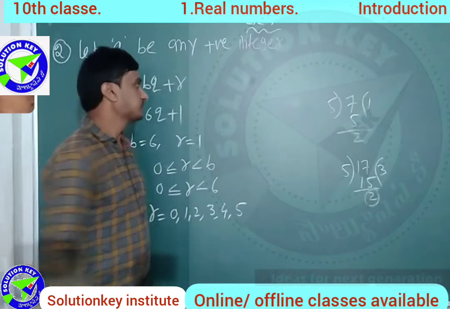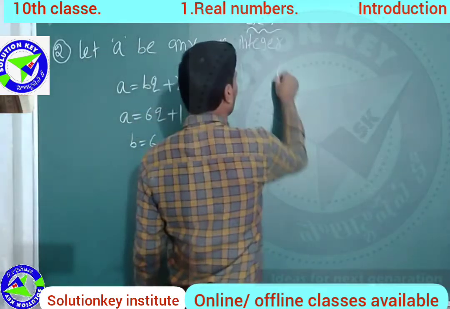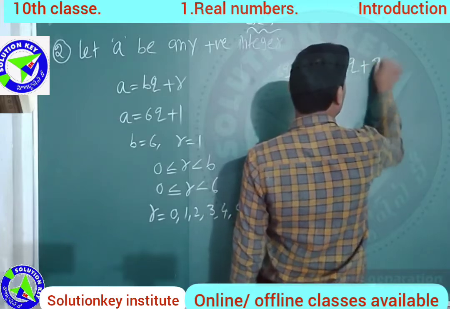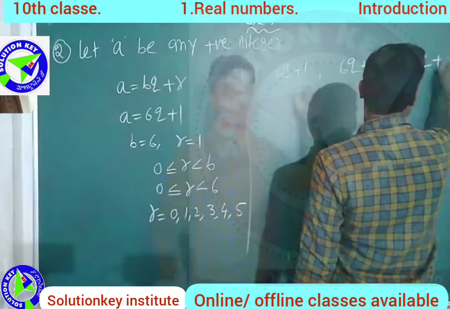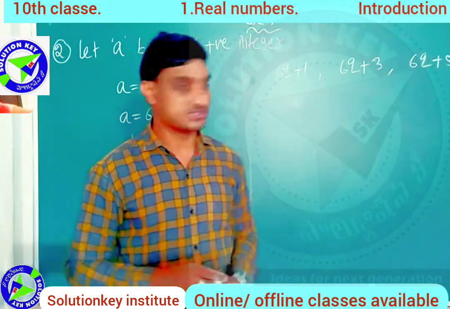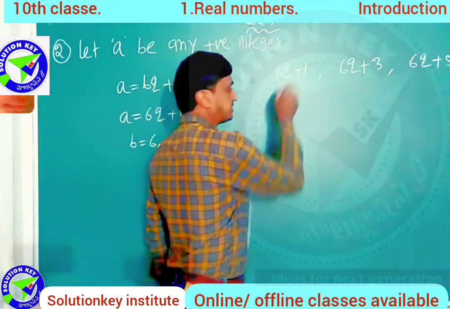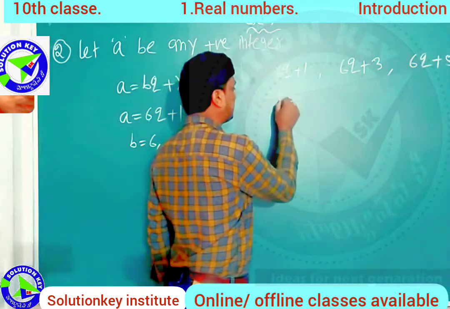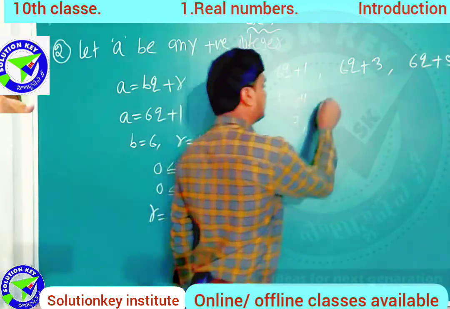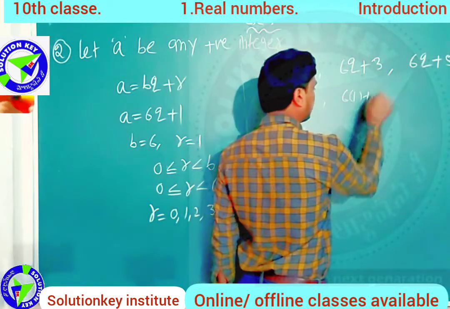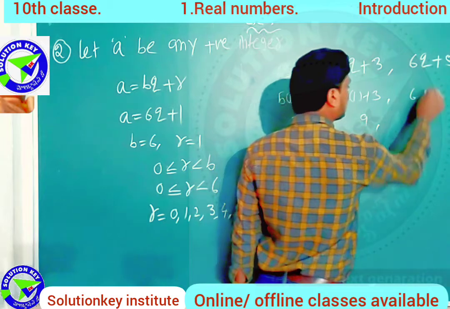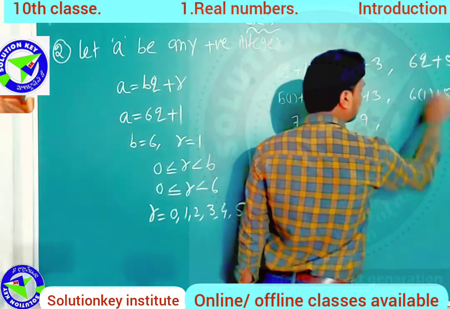But in our question they have given 6q plus 1, 6q plus 3 and 6q plus 5. This forms that all numbers are odd positive integers. So if I take quotient equal to 1 and substitute 1, 6 1s are 6, plus 1 is 7, right? In this also I am substituting 1: 6 plus 3 is 9. In this also I am substituting q equal to 1: 6 plus 5 is 11.